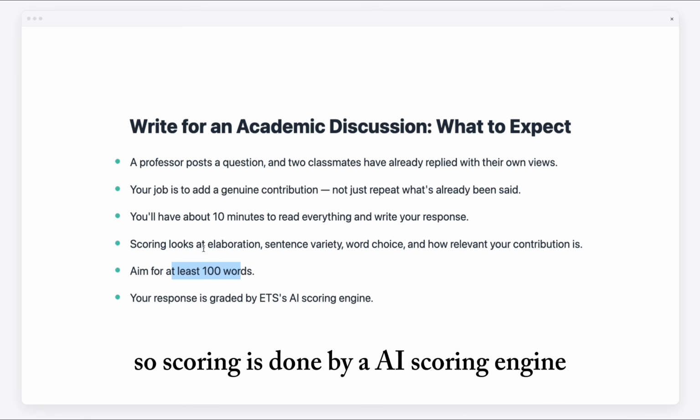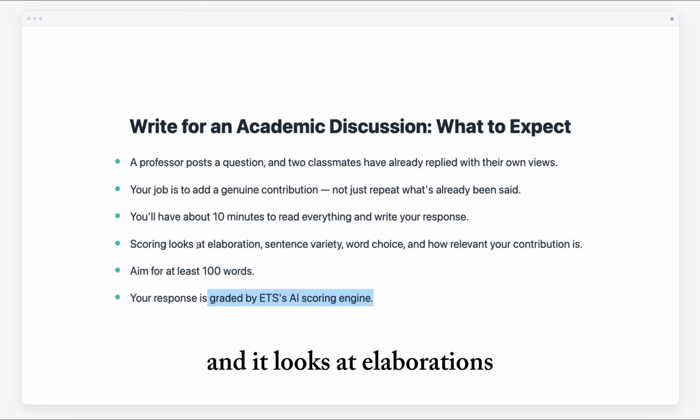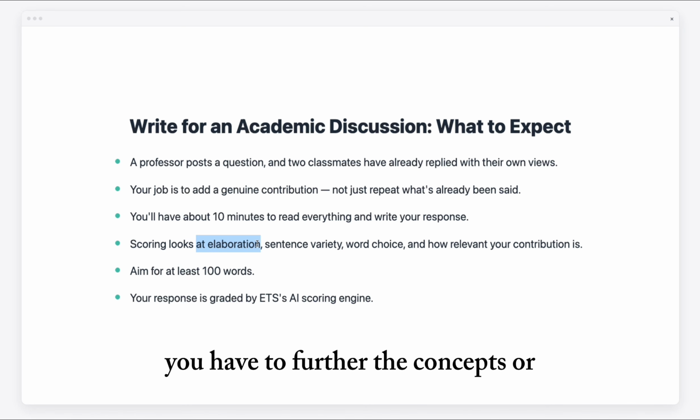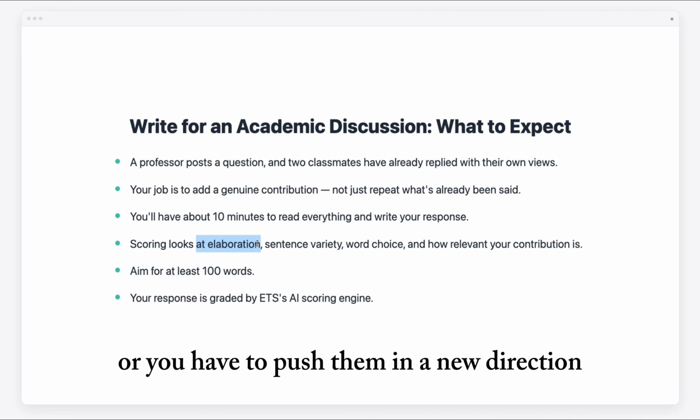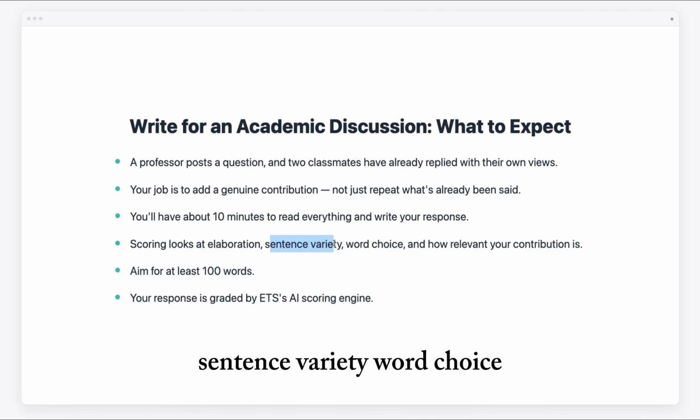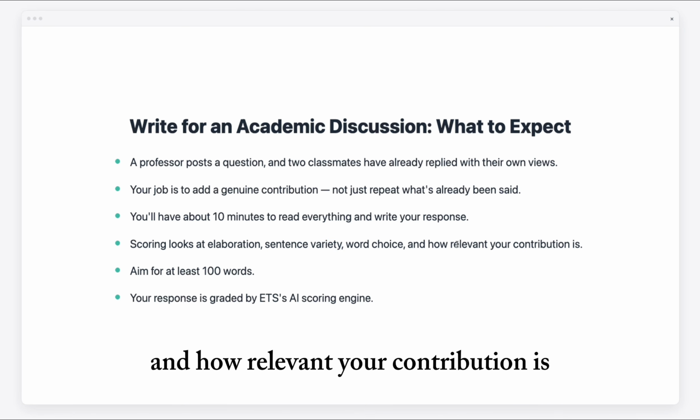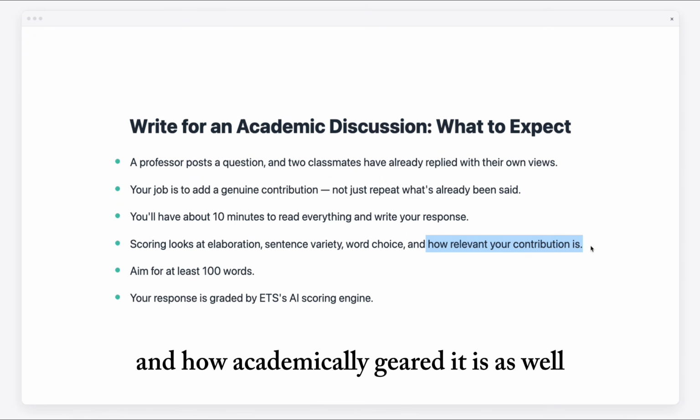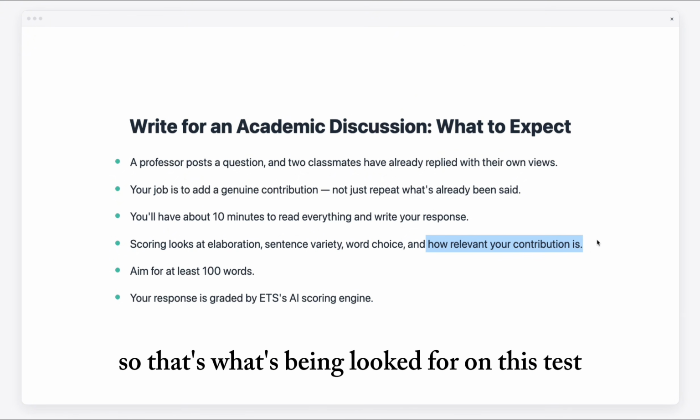So scoring is done by an AI scoring engine, and it looks at elaboration. So you have to further the concepts or push them in a new direction. It also looks at sentence variety, word choice, and how relevant your contribution is and how academically geared it is as well. So that's what's being looked for on this test.